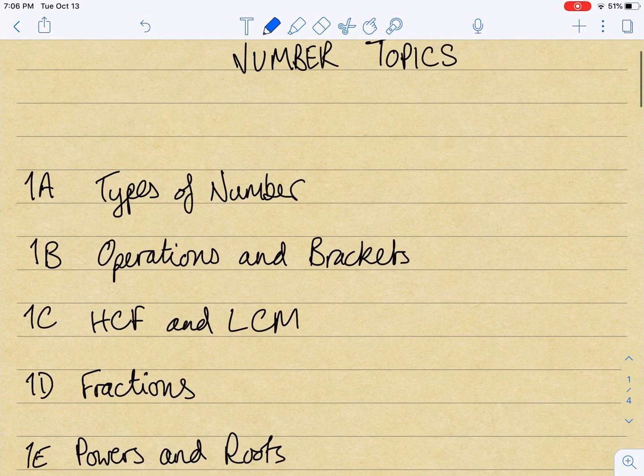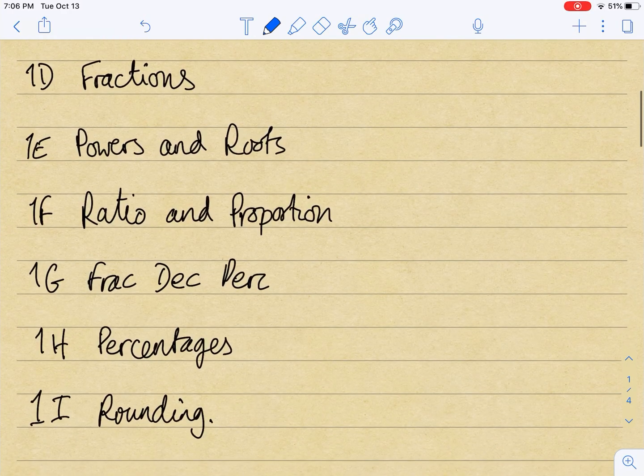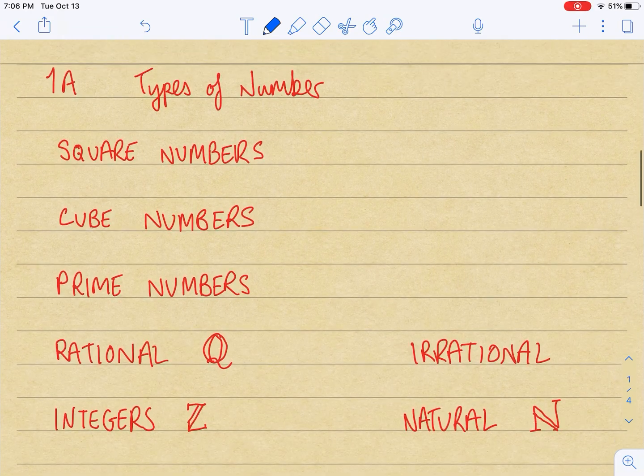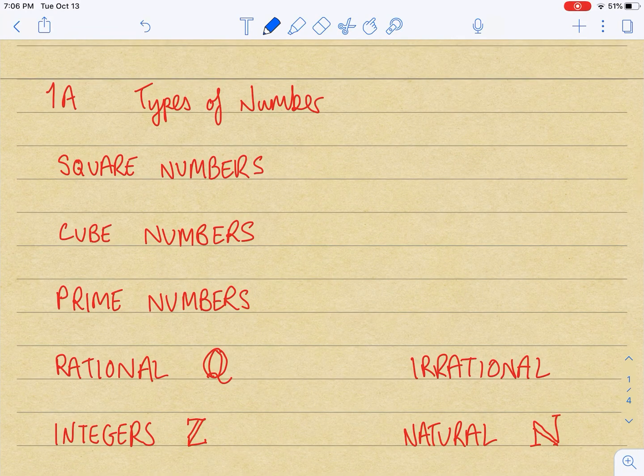This first part video is going to cover the first 3: types of number, operations and brackets, and HCF and LCM. So let's start off with types of number. So I'll try and cover as many things. It's not everything you need to know about these topics, but it's a good little recap for revision.